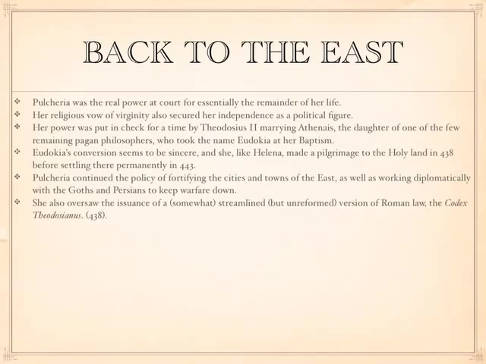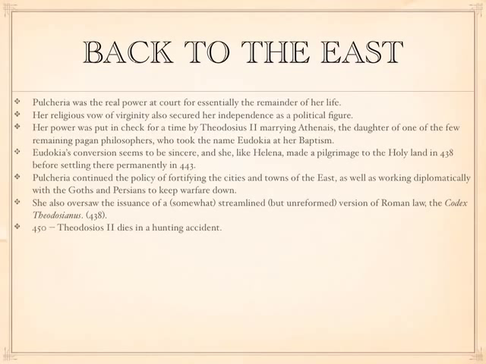The book doesn't say it this way, but because she was in power, I'll say it this way. She also oversaw the issuance of a somewhat streamlined, but very much unreformed version of Roman law, the Codex Theodosianus, named after Theodosius, but she was certainly in the court as the powerful ruler when it came out. There were a lot of laws that were still contradictory, and there were some laws that were cruel, even by Roman standards, that were in the Codex Theodosianus. These were generally not enforced or ever brought into play in the legal system, but they remained on the books because once you take a law off the books, well, how do you bring it back?